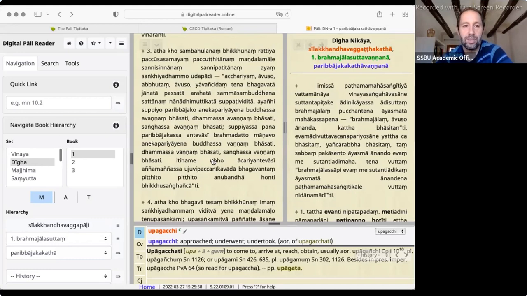Anyway, so this ayam sankhya dhammo udapadi. This is the subject of an intransitive verb, and that's it. This verb means simply to appear. It appears, and it cannot make a passive construction. So this is an active sentence with an intransitive verb, and that's it. Yeah, no problem.